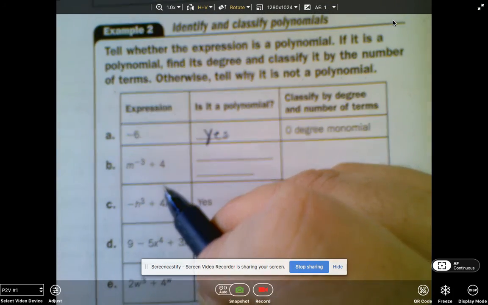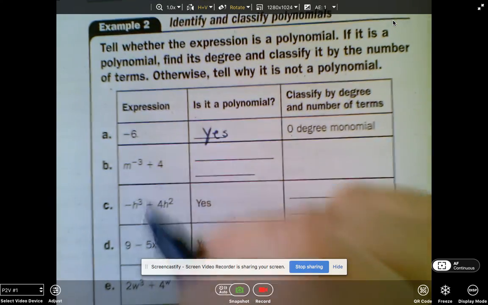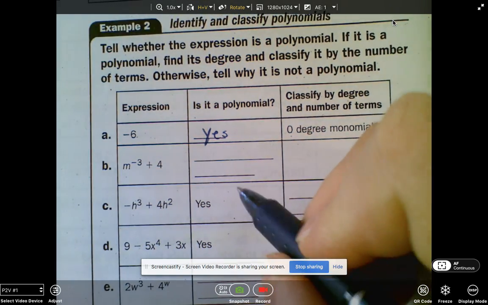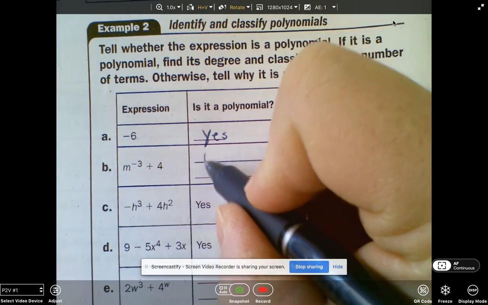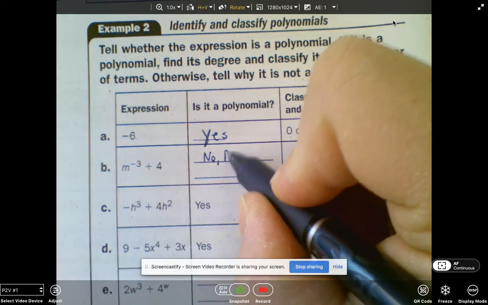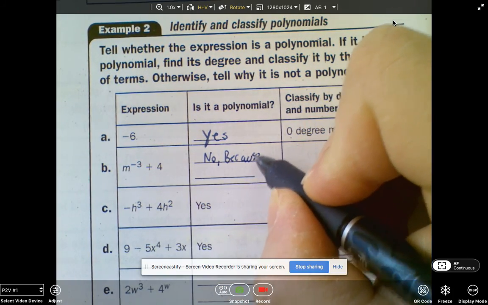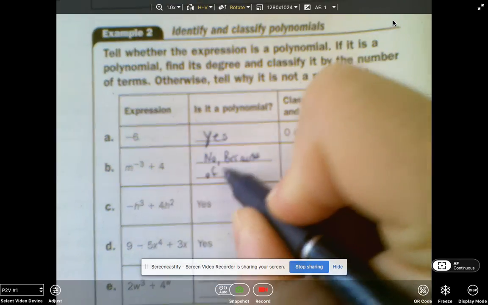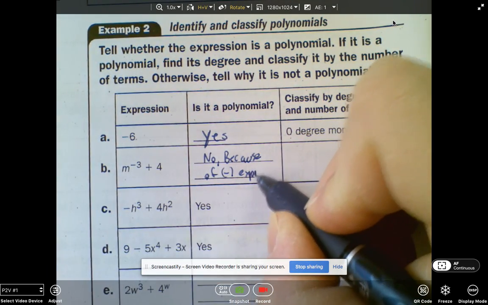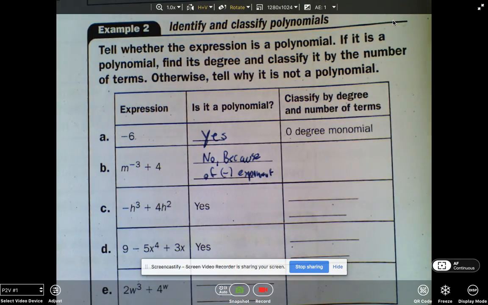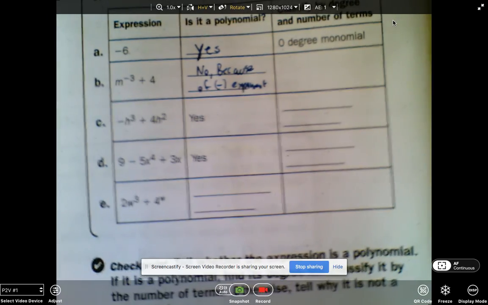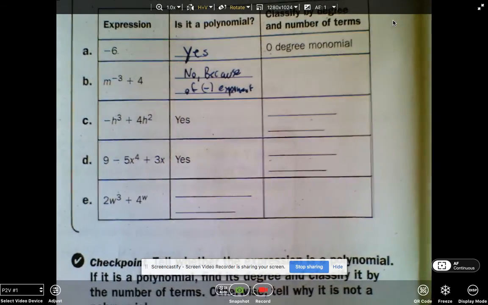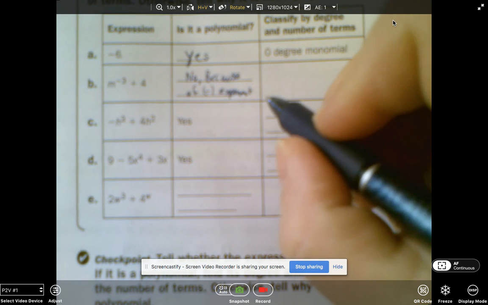The next one, raise your hand. Is this a polynomial? Yes or no? If you think back to the video reference, this would be no. And we're going to write because of the negative exponent. All right. The next one right here, they tell us it's yes. And the highest degree in this polynomial is 3.